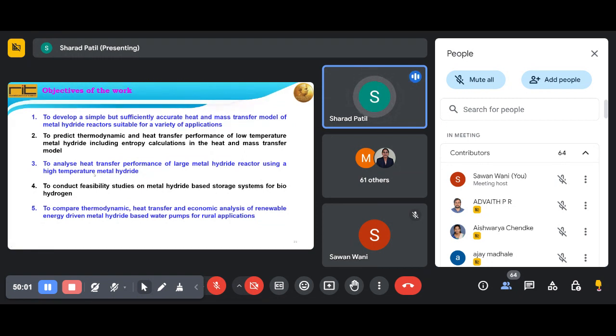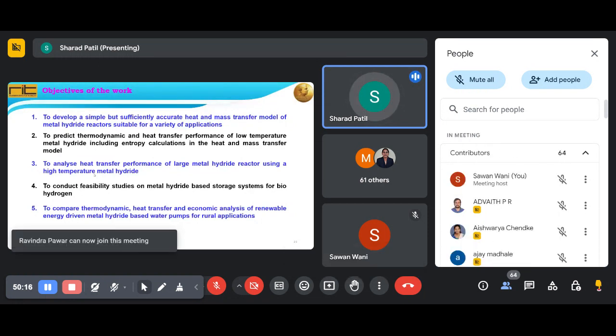Then the next one is to conduct feasibility studies of a metal hydride based hydrogen storage system for biohydrogen. From bioorganics we can also generate hydrogen, so can we capture it and store it? That proposal is also made in this.